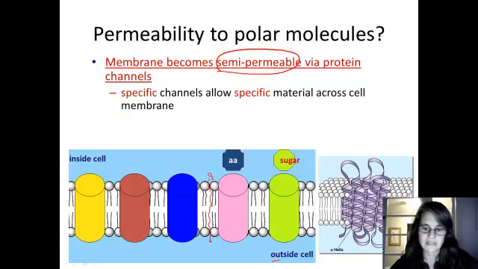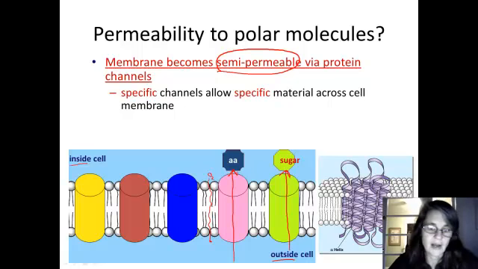If this is the outside of the cell and this is the inside of the cell, maybe this needs to go into the cell to provide nutrition. Maybe this amino acid needed to get through to allow proteins to be made. We got to have amino acids to make proteins. Maybe some water needed to get through. So we need to provide a channel for that.